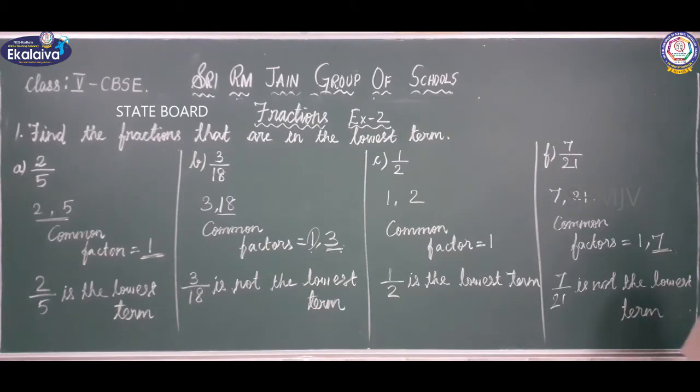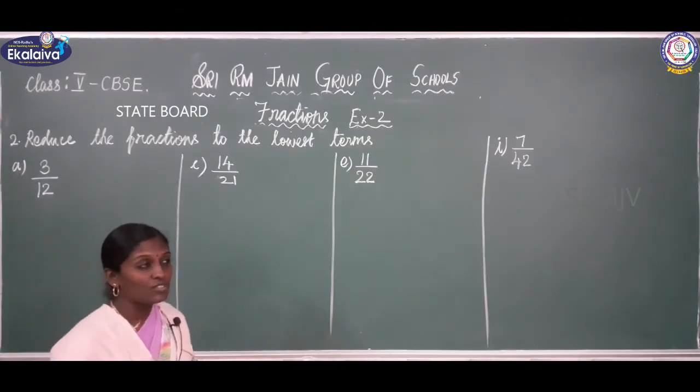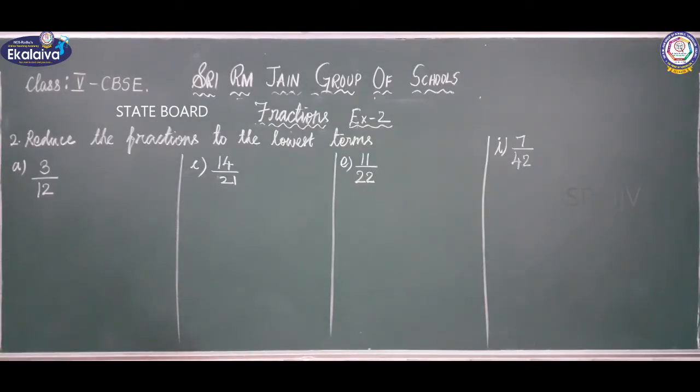Is it clear, children? The next question, reduce the fractions to the lowest term. Here we are going to reduce the given fractions to their lowest term. Lowest term means the numerator and denominator have no common factor except 1, isn't it? See the fraction 3 by 12. Here 3 and 12 have common factors 1 and 3, isn't it? So we are going to reduce it to the lowest term.